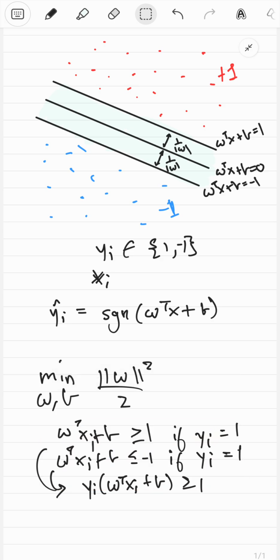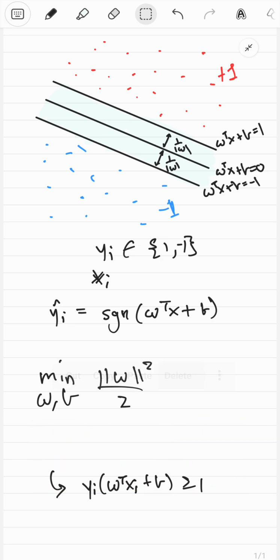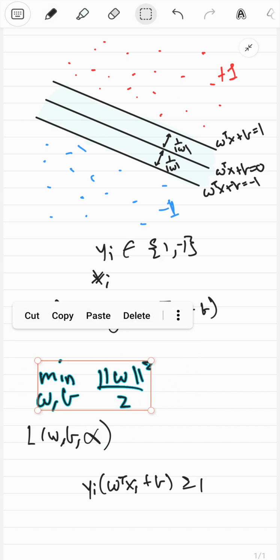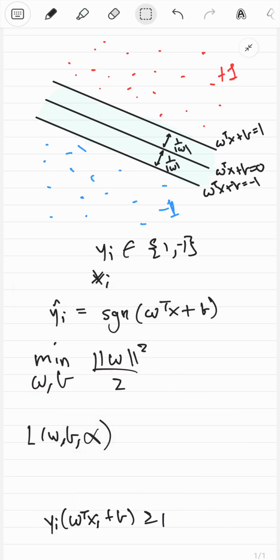So what we can do is penalize the model every time it does not satisfy this, and we can penalize very harshly. We'll have a loss function, which is a function of omega, b, and this new thing, alpha. Alpha is also a vector, or you can just think of it as a bunch of values. So our loss function will be of this form. You of course have omega squared by 2, but it's supposed to be the norm of omega squared. I'm assuming you already know what I'm talking about.